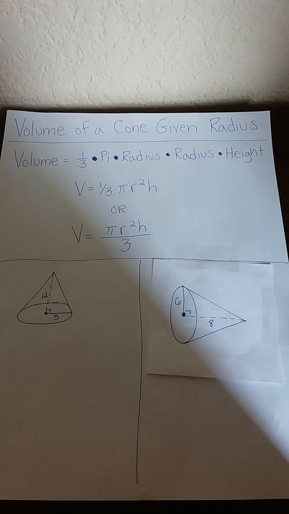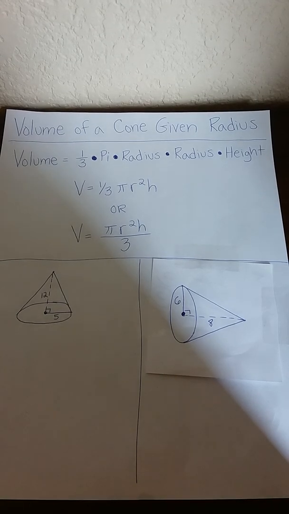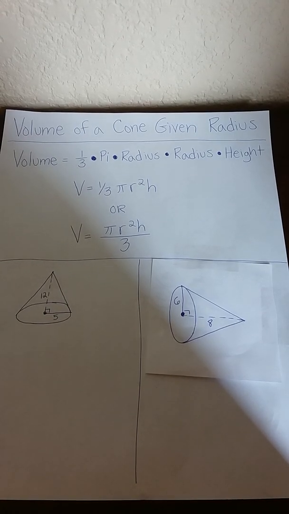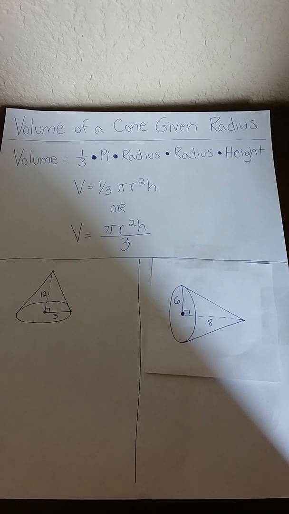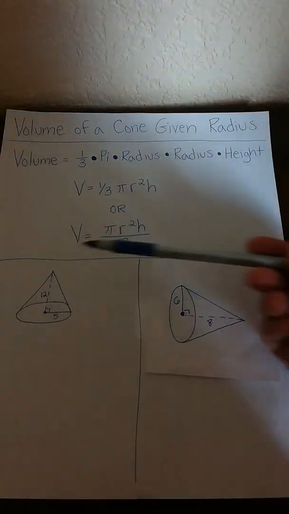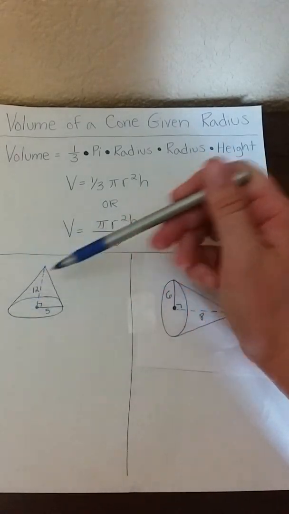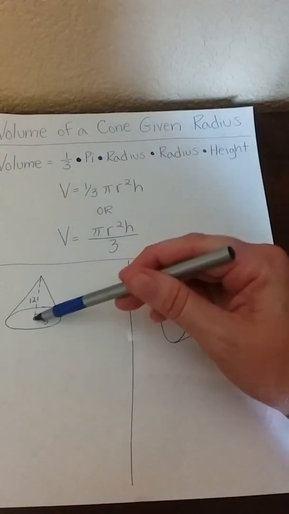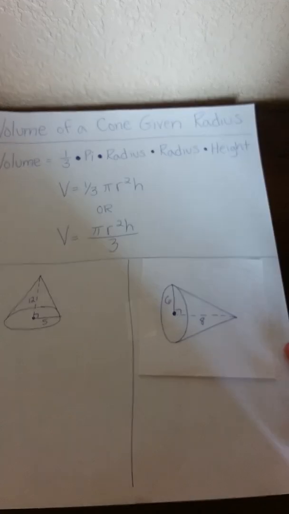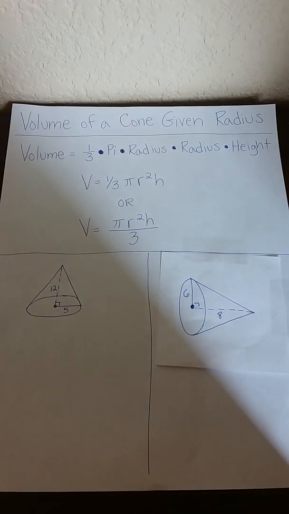Hello everyone! Today our learning goal is to find the volume of a cone given its radius. The deal is the volume of a cone is 1/3 the size of a cylinder that has the same radius and height. So we know that a cylinder has a circle on the bottom, a circle on the top, and then they're connected. If the height and the radius in a cone and a cylinder are the same, then the cone is 1/3 the volume of the cylinder.